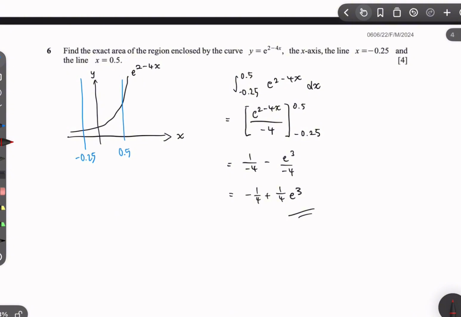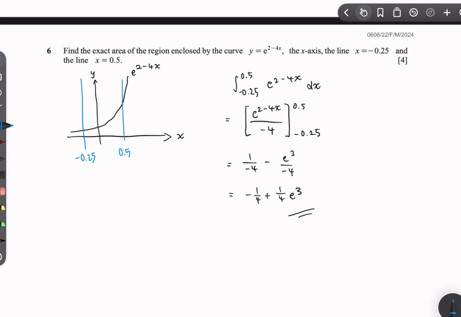Okay, next question. Find the exact area of the region enclosed by the curve y equals e to the power of 2 minus 4x, the x-axis, and the line x equals minus 0.25, and then the line x equals 0.5. Okay, so there's a lot of lines and curves here, but to make it simpler to see, I suggest you draw the graph, which is what I did here. I have the y and x-axis, and then I drew the exponential graph, and then both of the lines actually.